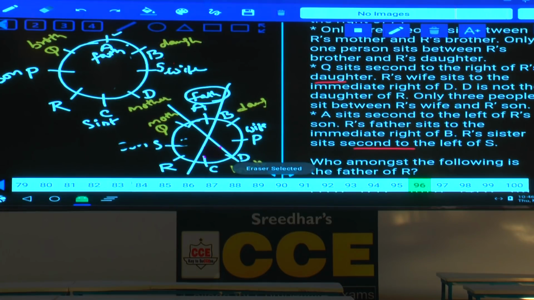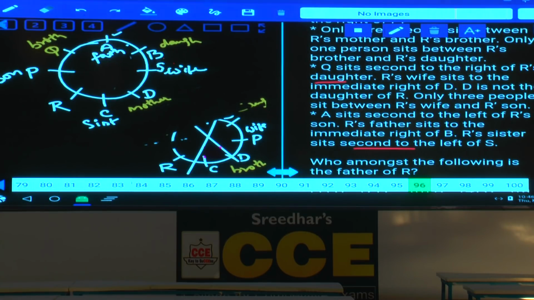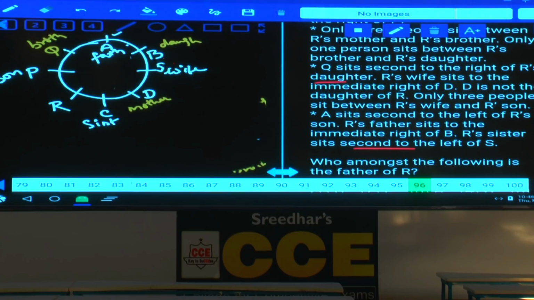Now in this final arrangement, you are able to draw the family tree, isn't it? Tell me, what is the family tree here? R has a mother and a father, isn't it? R has a brother, a sister, and so on. Now, R is here. This R, a male, has a wife. Who is the wife of R? S. Now this R has a father and a mother.